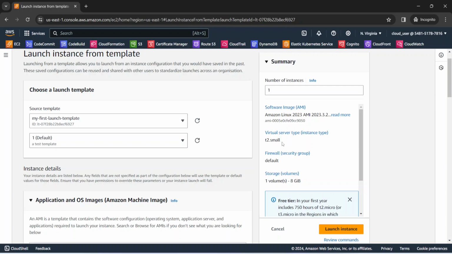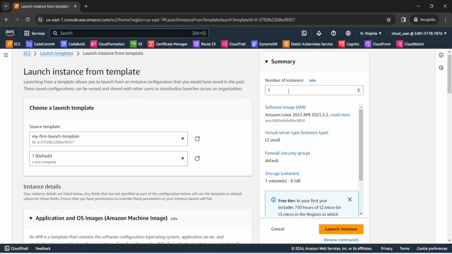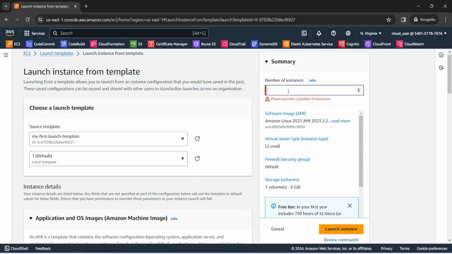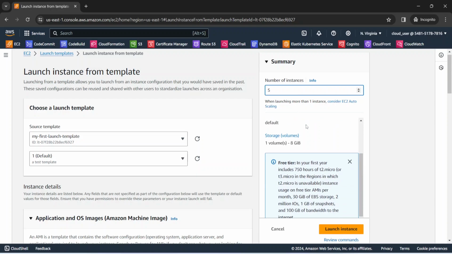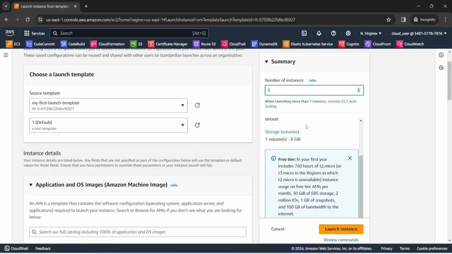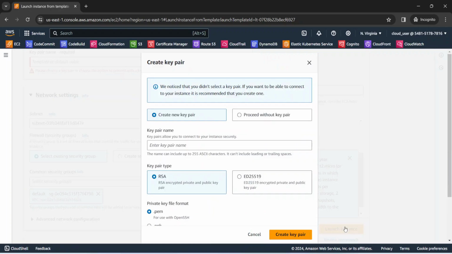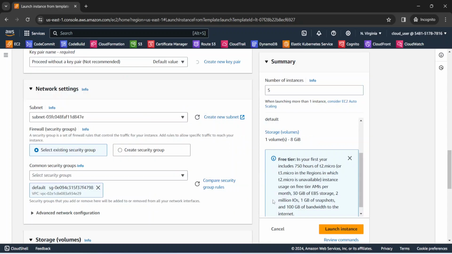So we also have the sample details of it. We have the software image AMI, we have the virtual server type, we have the firewall which is default, we have the storage volumes. So how many instances I want. So how simple it is, let's say I want to launch 5 instances. So I just go ahead and launch the instance. So we'll proceed without a key pair. That's what it asks. Go ahead and launch again.